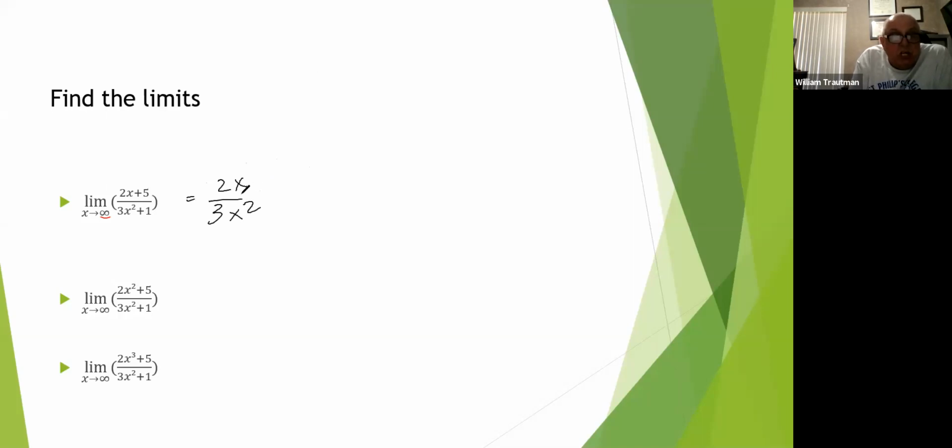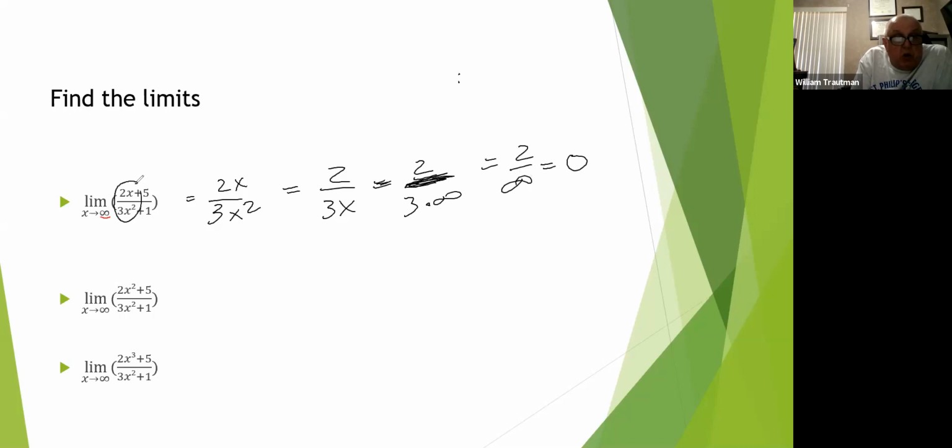Look, one of the x's can cancel, and this is what I have. Do you see how one of the x's can cancel? Now I can plug infinity in here. 2 over 3 times infinity. 3 times infinity is infinity, and 2 divided by infinity is 0.